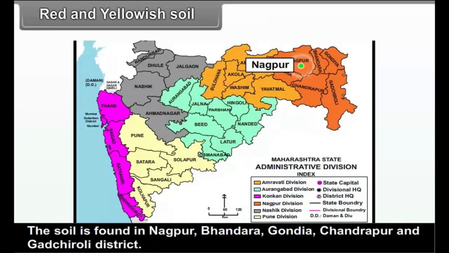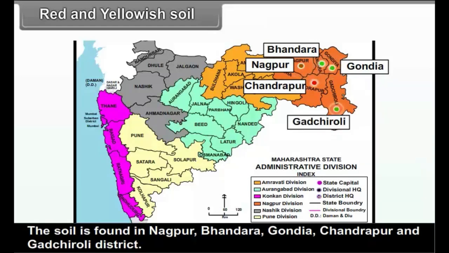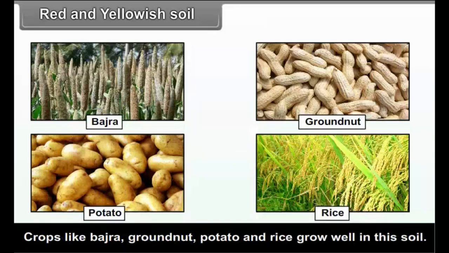The soil is found in Nagpur, Bhandara, Gondia, Chandrapur, and Gadchiroli districts. Crops like bajra, groundnut, potato, and rice grow well in this soil.